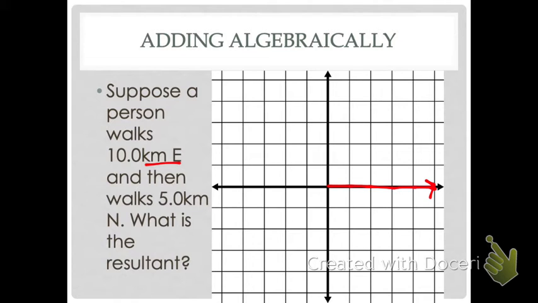Should I do this to go 5 kilometers north, like that? No. 10, and then 5, like that? No. Isn't my hypotenuse going to be the same?